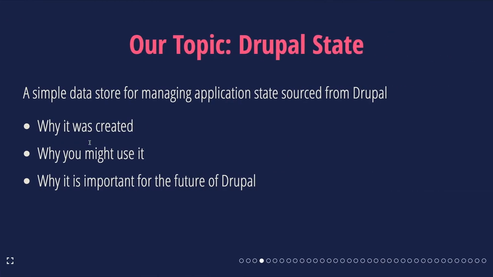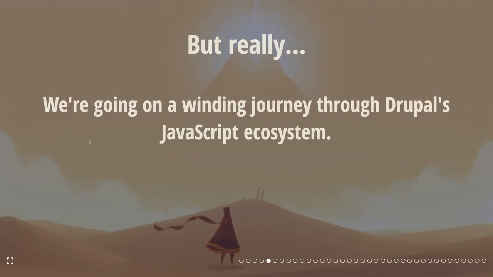But today we're going to be talking about a specific library called Drupal State that is a general project on Drupal.org. It's published on NPM. It is a simple data store for managing application state sourced from Drupal's JSON API. We'll talk about what that means, why the library was created, why somebody might consider using it, and then also why I think this library or something like it is important for the future of Drupal. But also, we are going to take a winding journey through the Drupal-related JavaScript ecosystem as well, so buckle up.